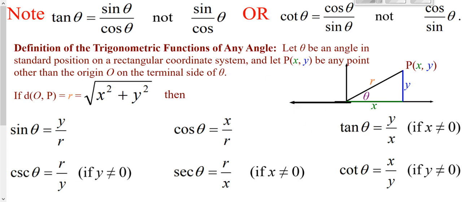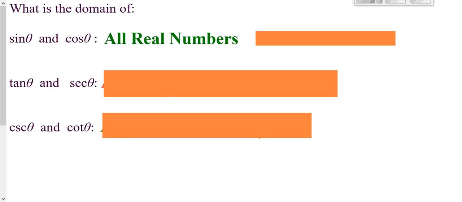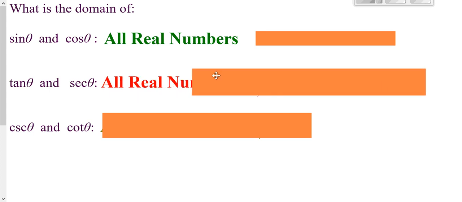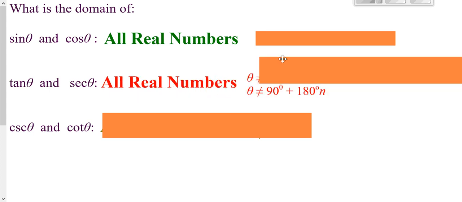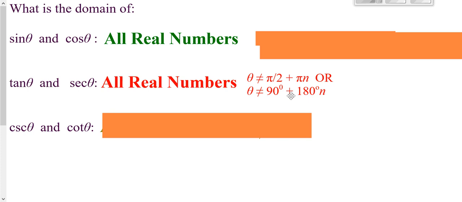So if we go here, we're going to have issues with these two, all real numbers, except when we're at 90 or 270. So top of the circle plus half a revolution to get down to the bottom, and keep doing any multiple of 180. Or if you were dealing with radians, top of the circle is pi over 2, and adding half a revolution is adding any multiple of pi.